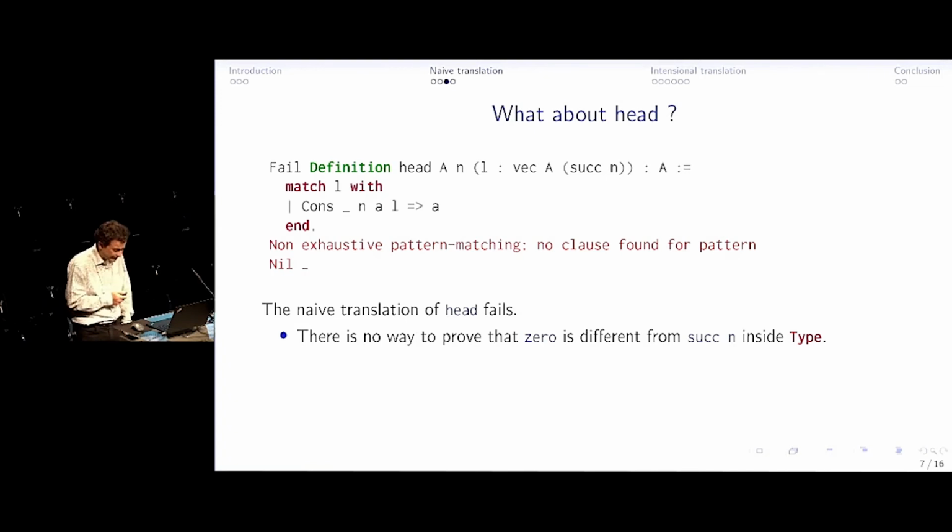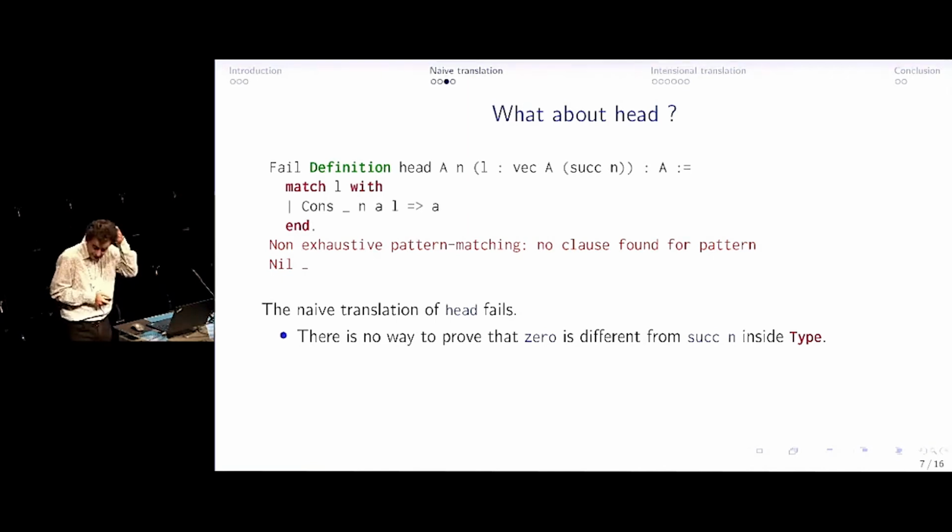And here things are really falling apart because I can try to define a direct translation of the head function, but I've been careful in Coq to add a fail before, because I know that it will fail, and it fails. It tells me non-exhaustive pattern matching, no clause for nil. So it has been completely unable to determine that nil cannot happen. Why is it so? Actually, the deep reason is that there is no way to prove that 0 is different from suc inside Type. So as types, you have no way to prove that 0 and suc are different in Coq.